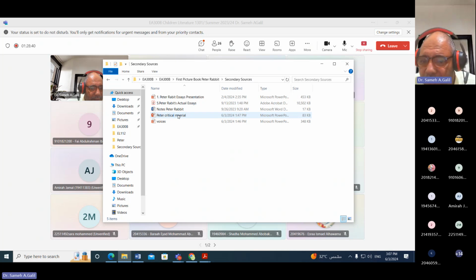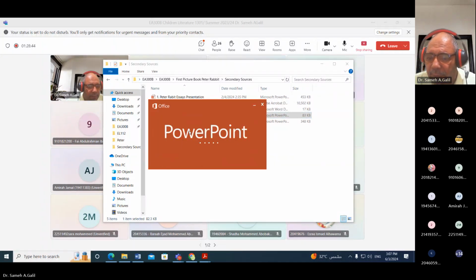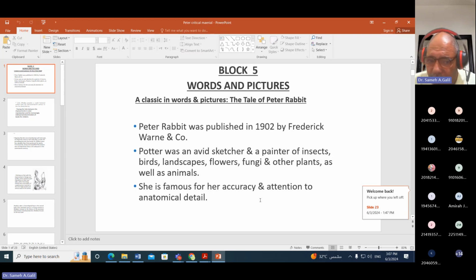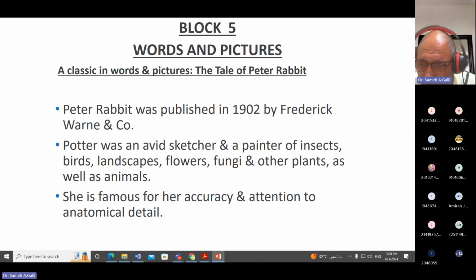What do we have here? We have the presentation on the articles that I have just spoken about. So the tale of Peter Rabbit, there is this talk about when it was published. It was published in 1902 by a publishing company by the name of Frederick Warren and Company. And obviously, there were a lot of discussions as to how this can be published, and Beatrice Potter went to different publishers until she settled on having it published by Frederick Warren and Company.